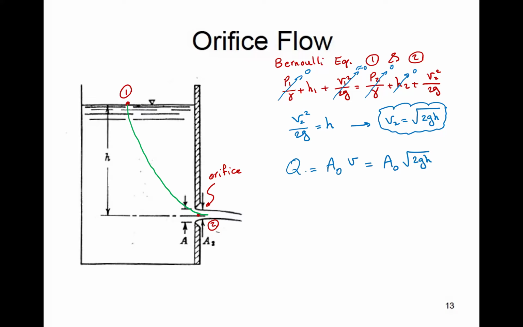I'm going to call this theoretical discharge. I'm going to tell you why in a second. And also highlight the fact that this is the area of the orifice. So if it's circular with a diameter of d, it's pi d squared over 4, or whatever shape it has. Okay, now here's what happens in reality.